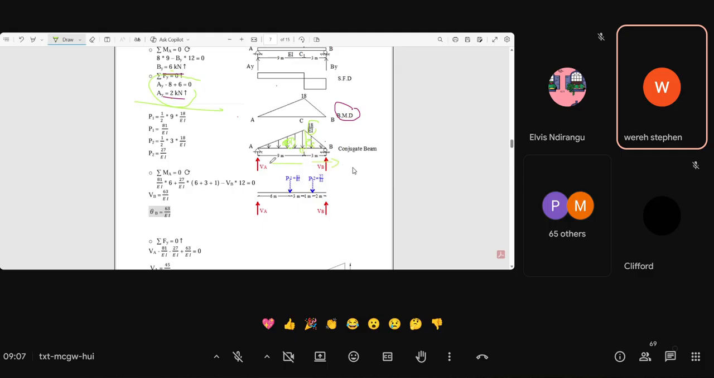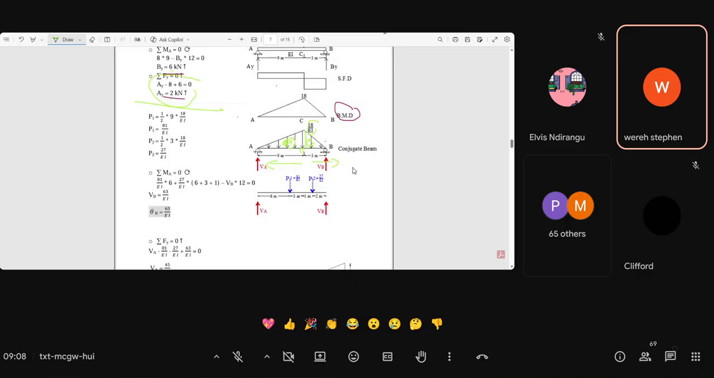As simple as that. Or you can use this other side. I told you, you can look from any side, either from the left or from the right. The moment at C will still be VB times 3. In fact, this side will be easier. So the moment at point C will be VB times 3 minus half times 3 times 18 over EI times the distance from the center of gravity of this triangle to point C. The center of gravity of this triangle from point C will be 1 over 3 times 3. And that will be the deflection. Okay. So just like that.